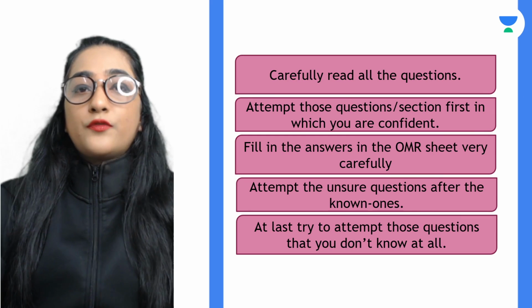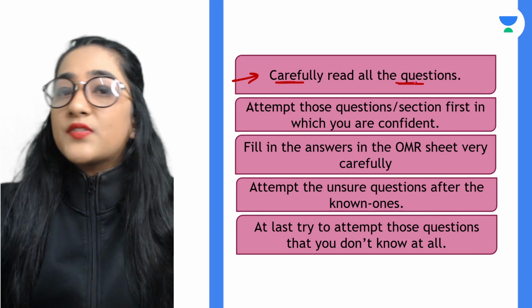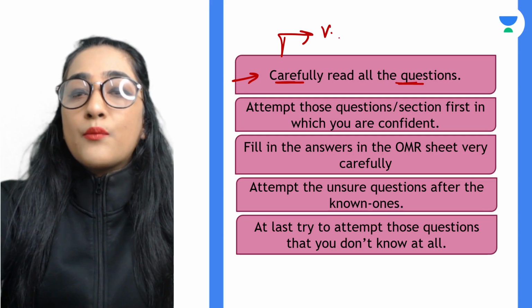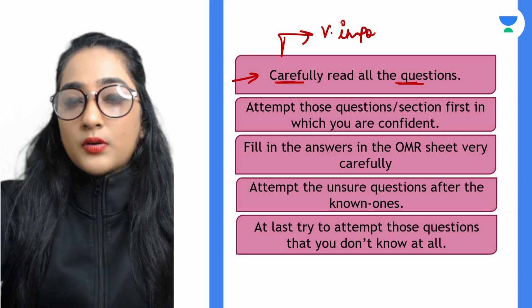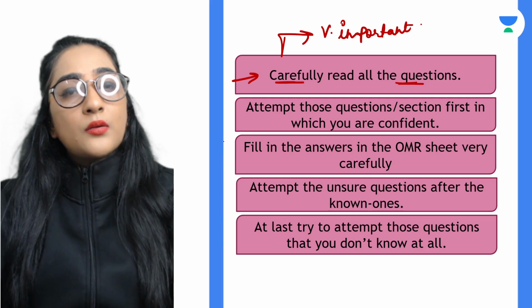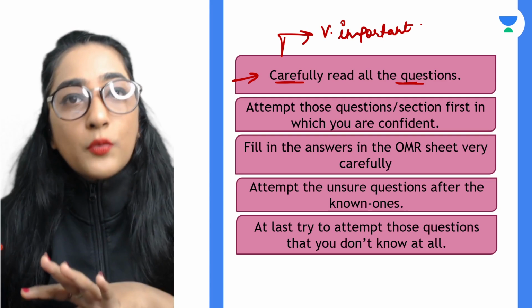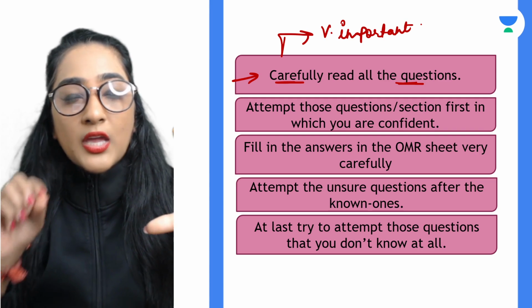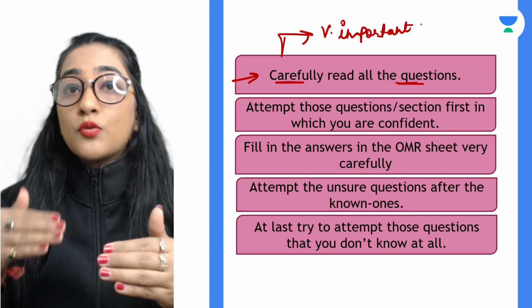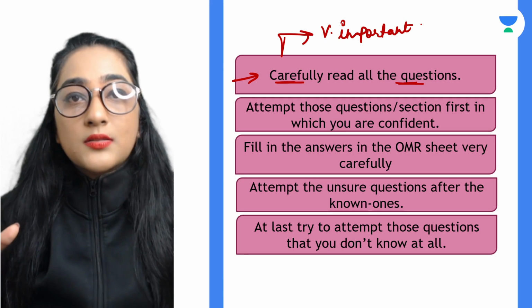Moving ahead, guys, first thing, carefully read all the questions. It is very important. Very, very important. A lot of times this happens that you know the answer, but since you were aware of a very obvious question related to a particular topic, in the hurry to mark the right answer, you select the wrong answer. And guys, this is OMR this time, right?